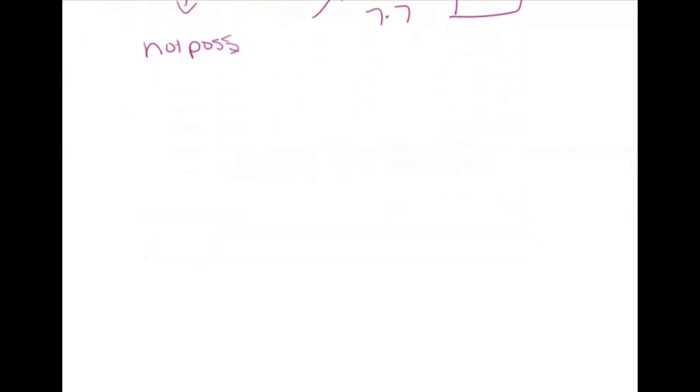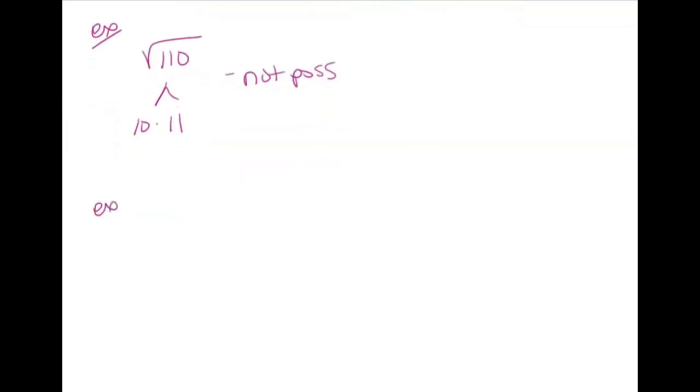All right, 2 more quick examples for you. What if I wanted to take the square root of 110? Well, you're going to work it down and you're going to try to find a factor times itself, but you're not going to be able to get there. So this answer is not possible because no number times itself equals 110. However, if we wanted the square root of 121, we could take the square root of that because the answer is simply 11.